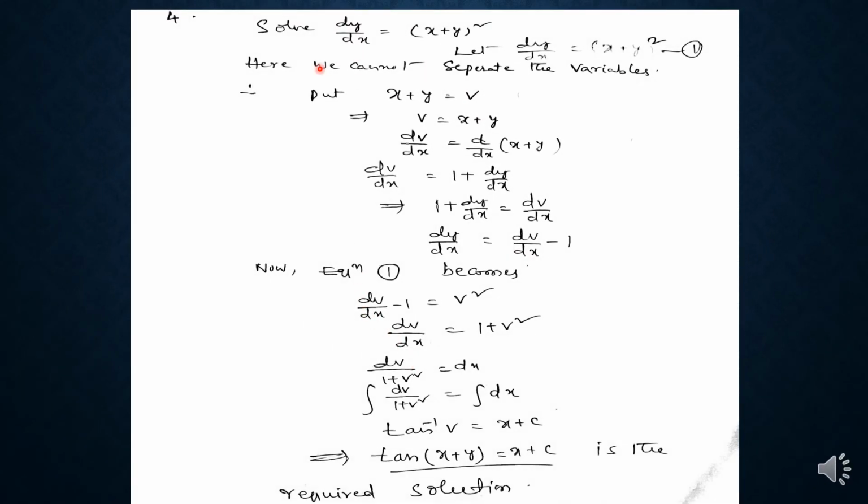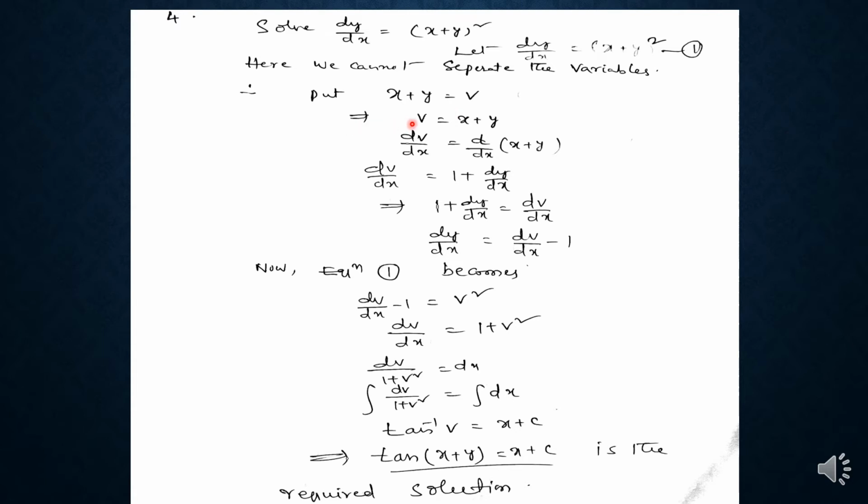Next problem. Solve dy by dx is equal to (x plus y) whole square. Here, by expanding, we get x square plus 2xy plus y square, where the variables appear together. We cannot separate the variables here. That's why we are following another method, the substitution method. We will take this x plus y as another variable v. Put x plus y is equal to v.